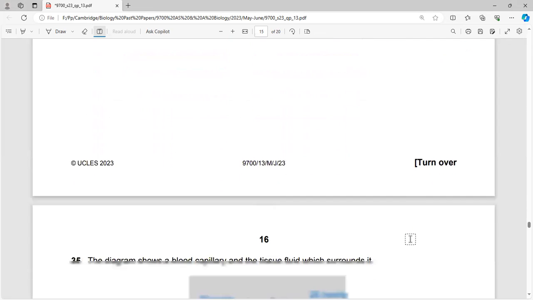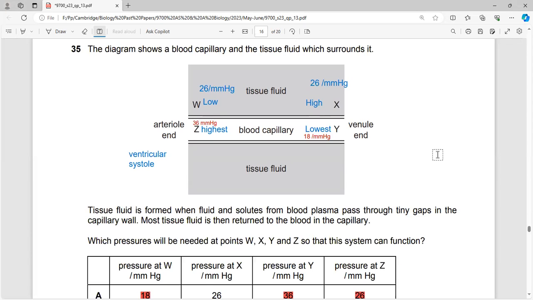We're going to proceed to question number 35. The diagram shows the blood capillaries and the tissue fluid surrounding them. We have two regions: the first is the arteriole end, the second is the venule end, and in the middle there's a blood capillary. We need to identify the pressure present in the different locations. I wrote it here in red and blue color. That's the pressure. Tissue fluid is formed when fluid comes from the capillary into the tissue, when the plasma is leaking out of the blood.